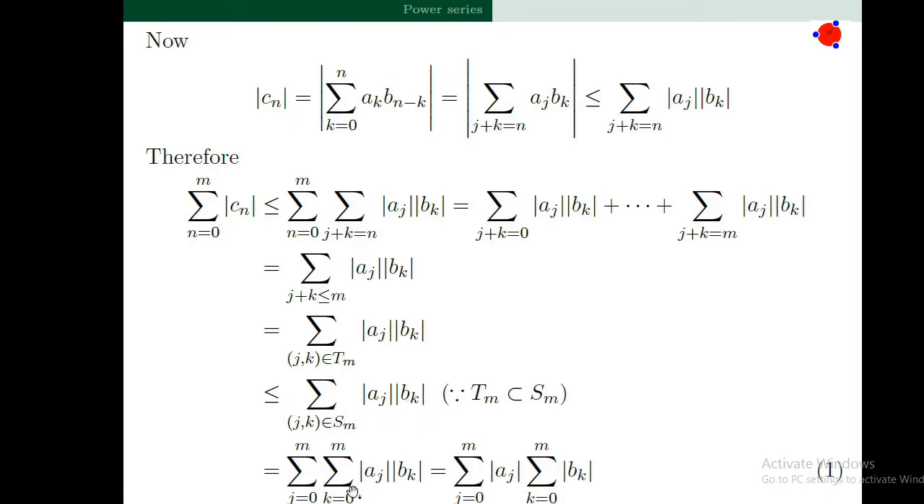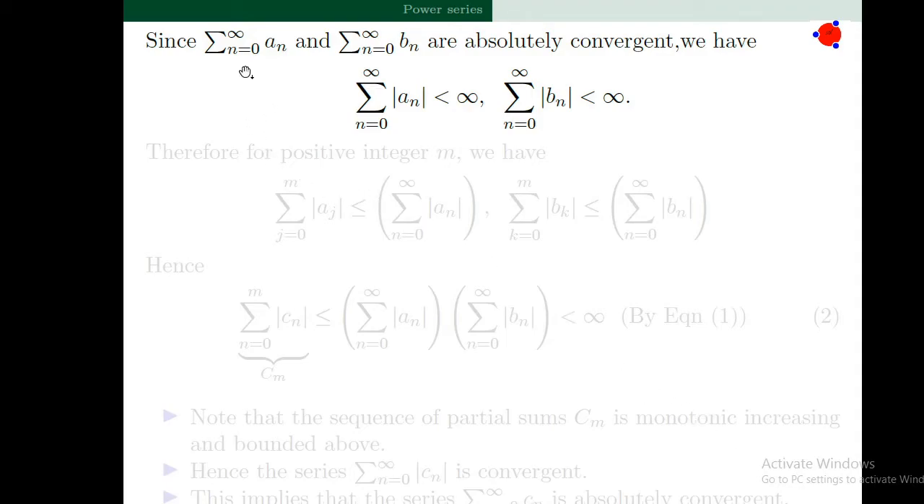Again, this summation can be written as summation j is equal to 0 to m, summation k is equal to 0 to m of modulus of aj modulus of bk. And this summation is equal to summation j is equal to 0 to m of mod aj into summation k is equal to 0 to m of mod bk. And this is equation 1.